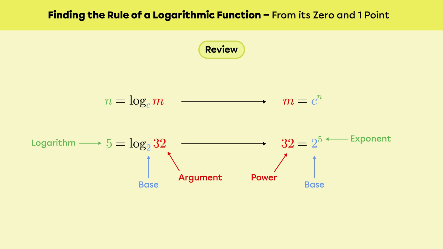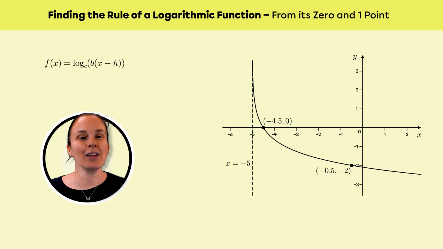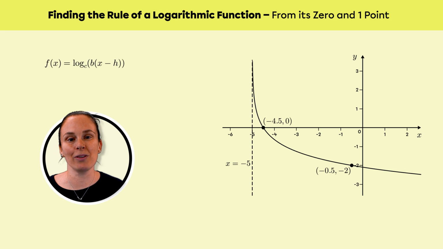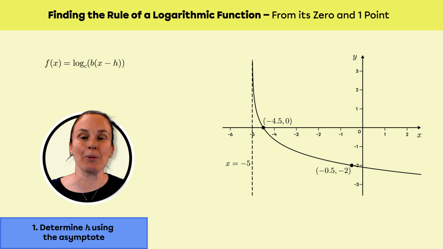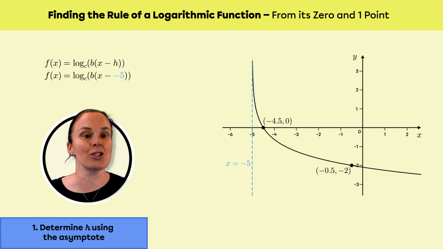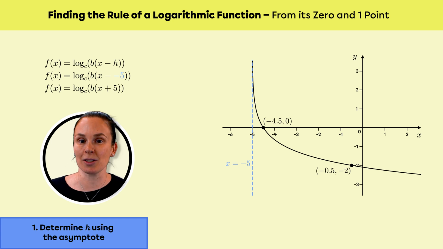Let's do an example. Let's find the rule of the logarithmic function that passes through the points negative 4.5, 0 and negative 0.5, negative 2, and has an asymptote at x is equal to negative 5. First, determine the value of parameter h. Since the asymptote is at x is equal to negative 5, h is negative 5. Replace it in the equation, which gives log base c of b times x plus 5.